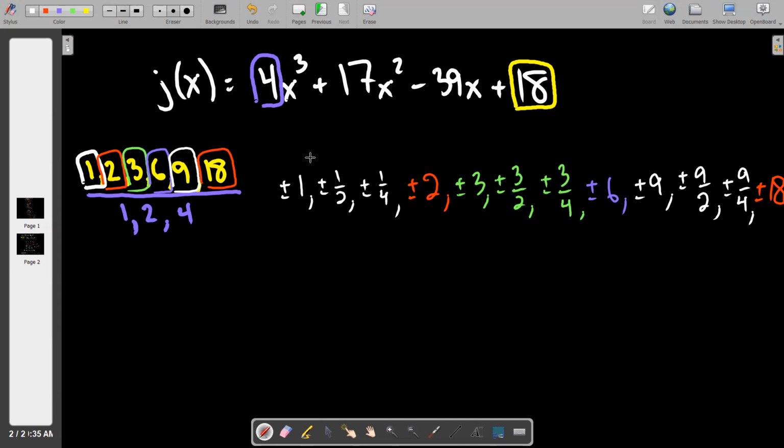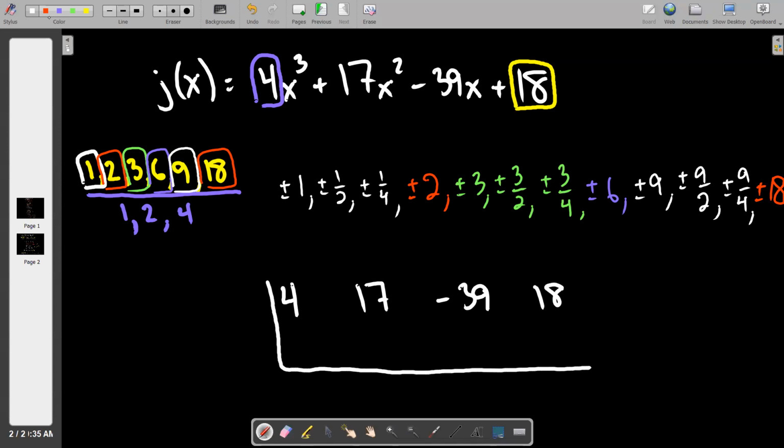So let's set up our synthetic division. So first lay out your coefficients. And so there are no holes here, so we can just go left to right. 4, 17, negative 39, positive 18. And turns out that 1, Sutter says, works. Let's try it out and see.